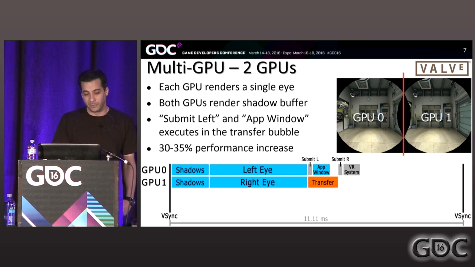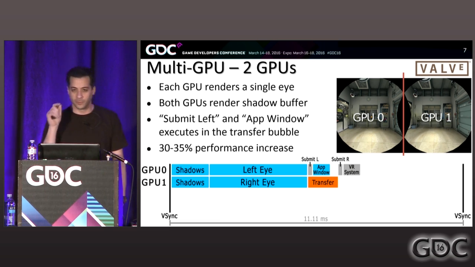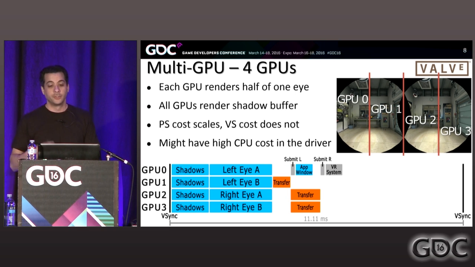So, and there's going to be a little bubble from that transfer. So it's not a doubling of performance, but you do get about a 30 to 35% perf increase for the same GPU workload. Let's look at 4 GPUs.